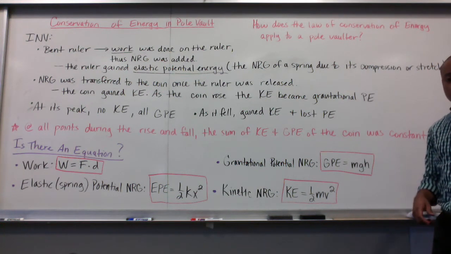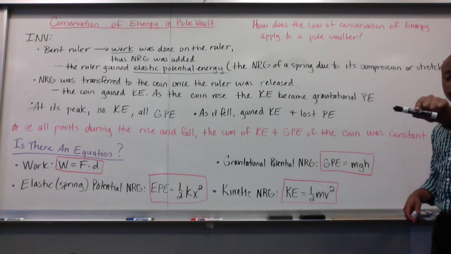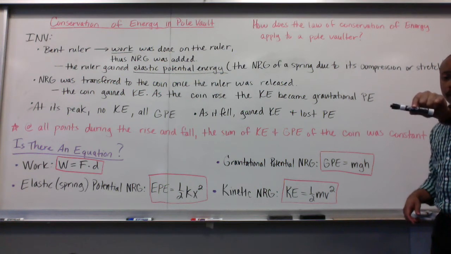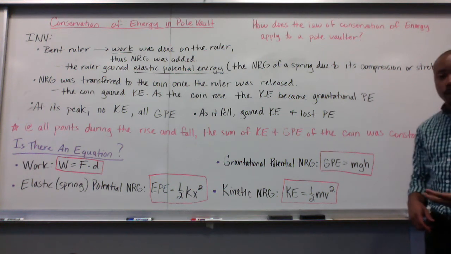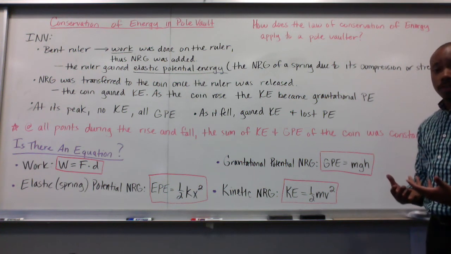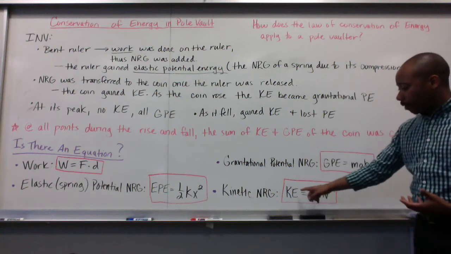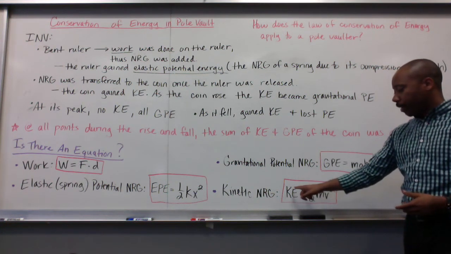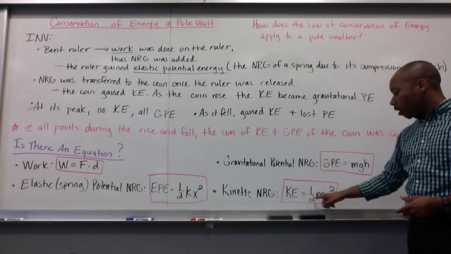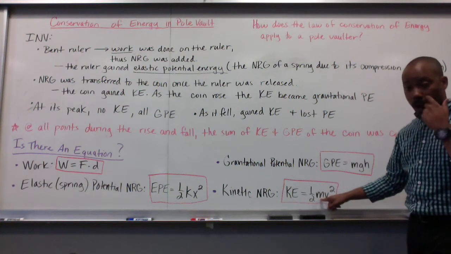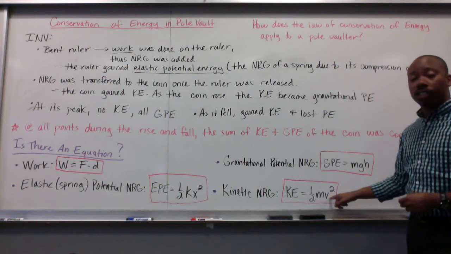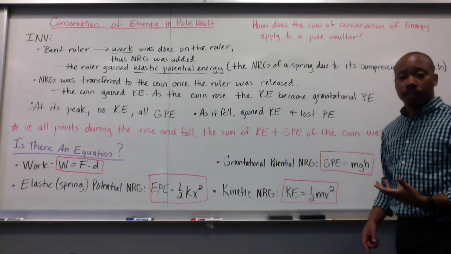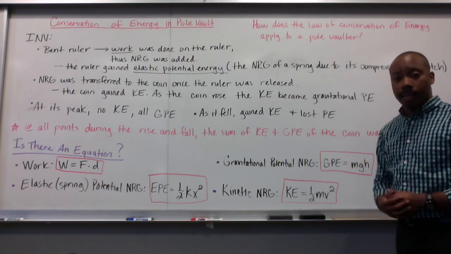So this marker has gravitational potential energy. It's above the ground. When I let it go, that gravitational potential energy is transferred or converted to kinetic energy. And lastly, we have kinetic energy. Kinetic energy, abbreviated as KE, is equal to 1/2 times the mass of your object, and mass is always measured in kilograms, times the velocity squared of your object. And that's how you would calculate the kinetic energy.